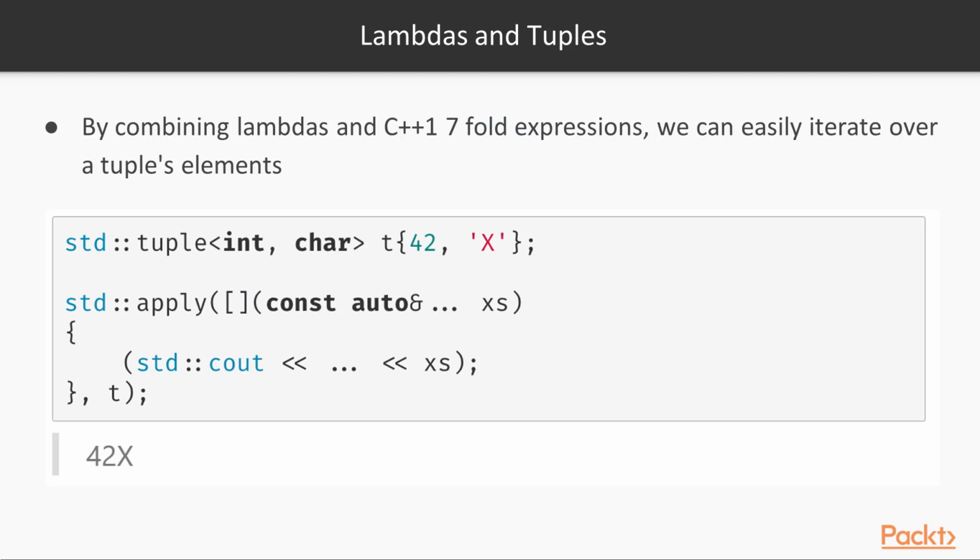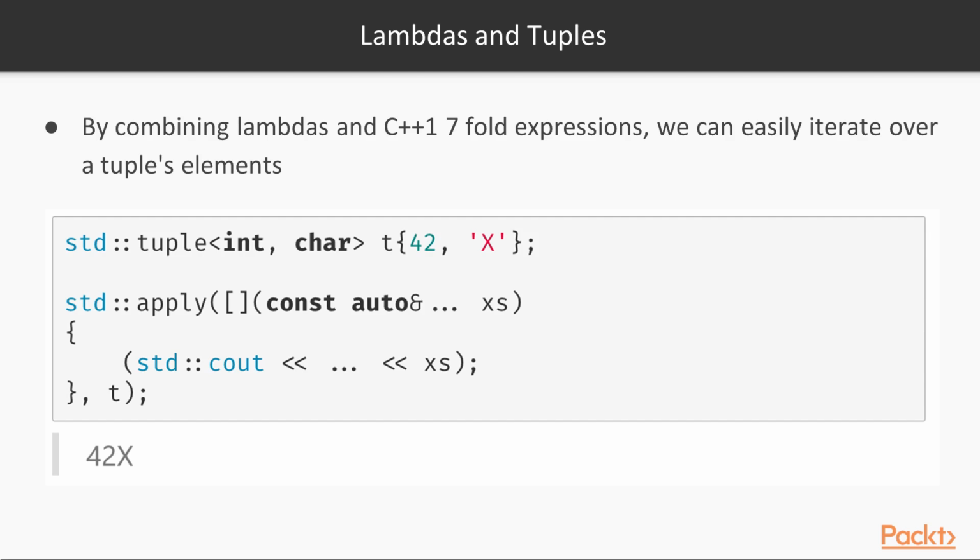By combining lambdas and C++17 fold expressions, we can easily iterate over tuple elements. And by iterate, I mean generate code that will be executed for each element of the tuple, as a tuple is a heterogeneous compile-time construct which cannot be iterated upon at runtime. In this case, I have a tuple of int and char, where my int is 42 and my char is an uppercase X, and I invoke std::apply by passing a lambda that takes a variadic amount of arguments and the tuple. What will happen is that this lambda will be invoked with 42 and X.